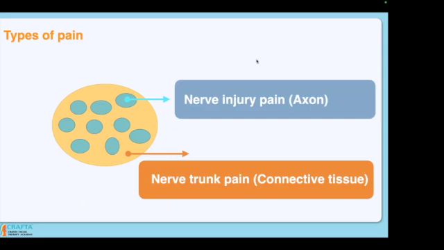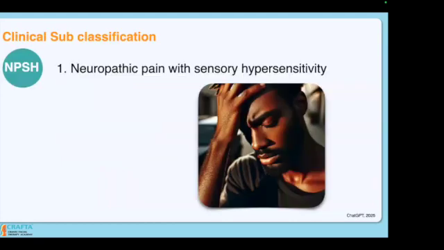So there are two typical ways to think about nerve problems. And it also gives a different assessment, a different examination, and also a different treatment. And that's the thing we would like to discuss tonight. So let's start with the first one, the neuropathic pain with a sensory hypersensitivity.